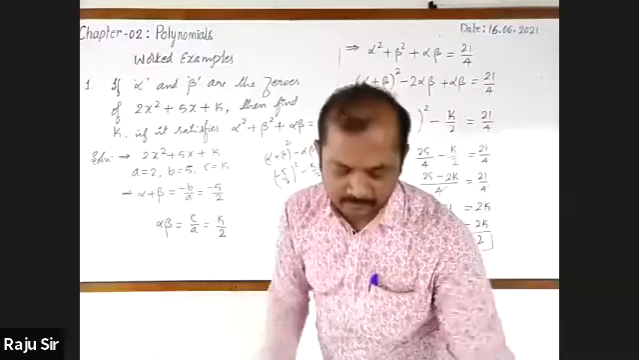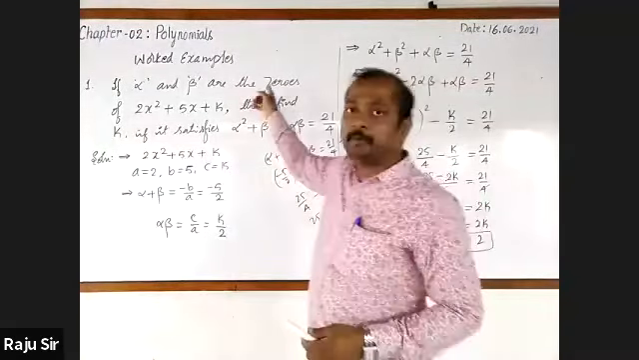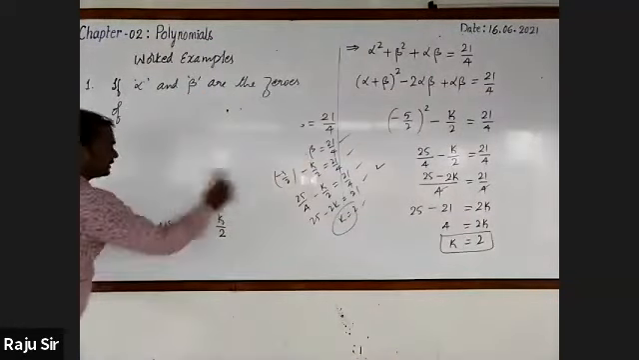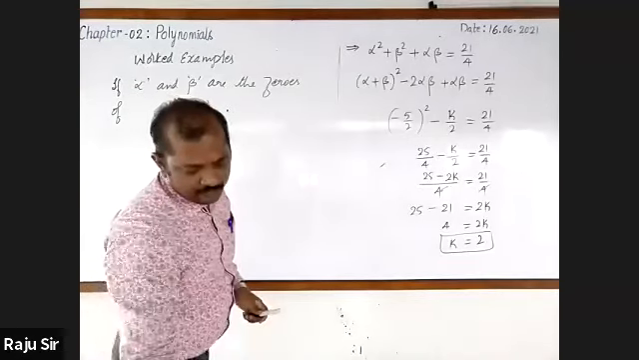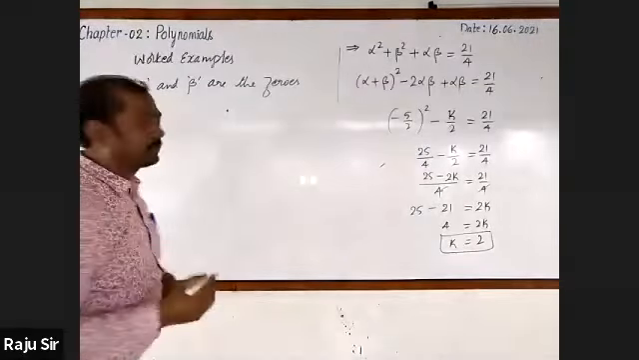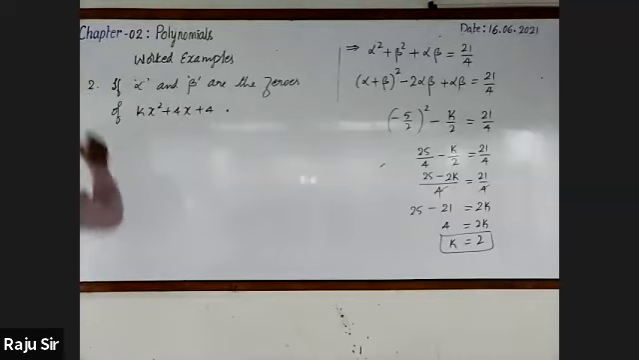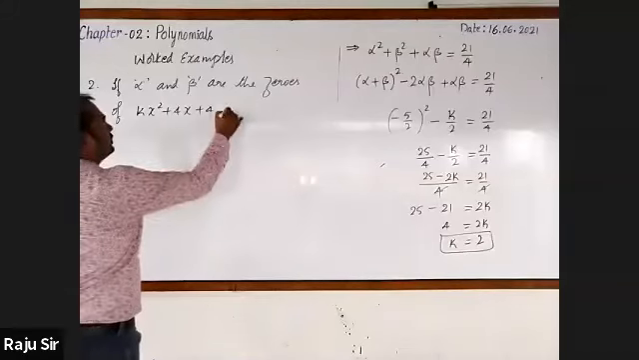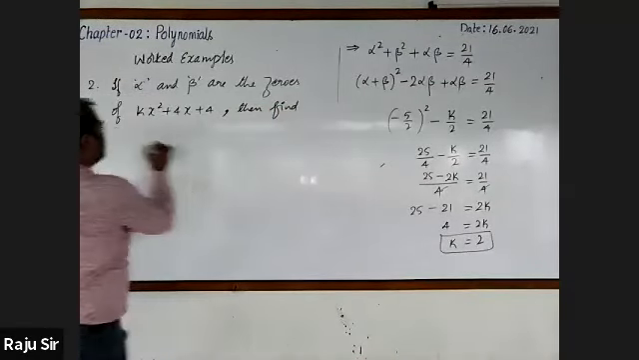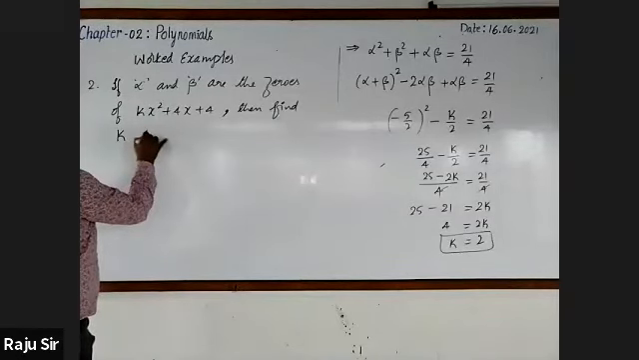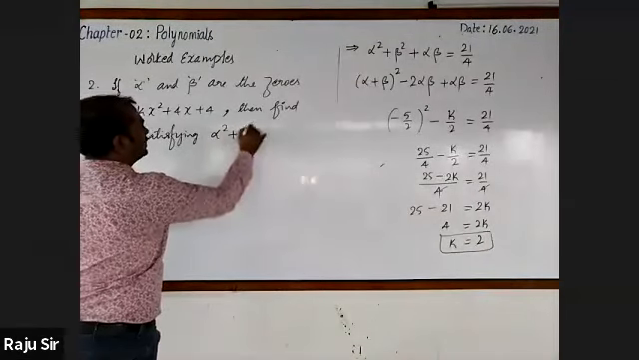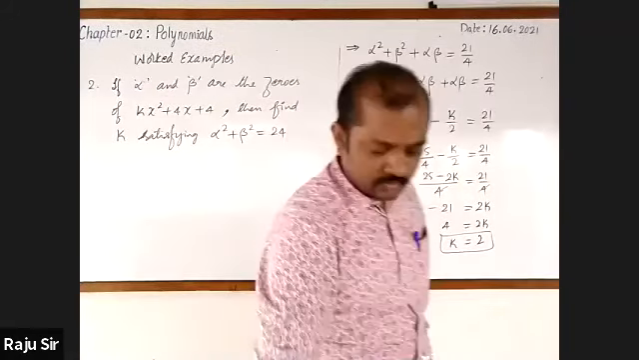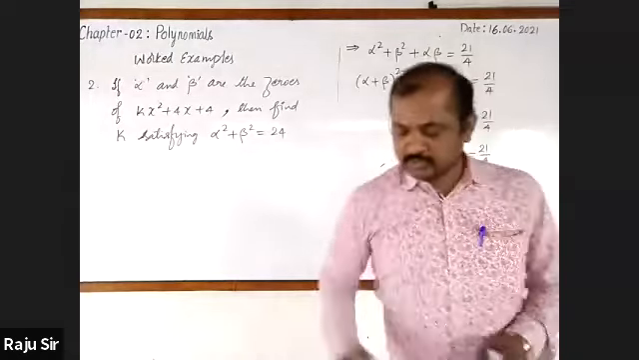Second one. If alpha and beta are the zeros of kx square plus 4x plus 4, then find k, satisfying alpha square plus beta square is equal to 24. It is a very simple one.